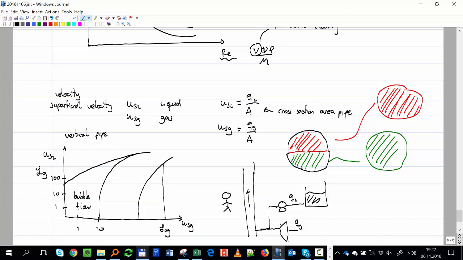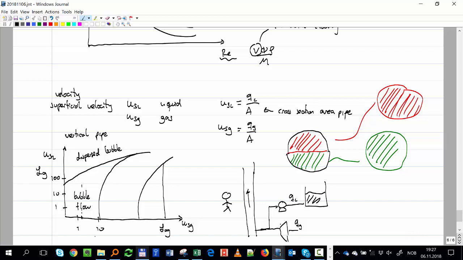And with relatively big droplets, okay. What happens now if we make the liquid go a bit faster? Let's say we have the same amount of gas, but now we make the liquid go slightly faster. It will start to break these bubbles into very fine bubbles. And then we end up in dispersed bubble flow, where we have very fine bubbles.